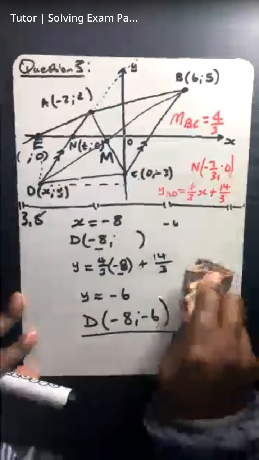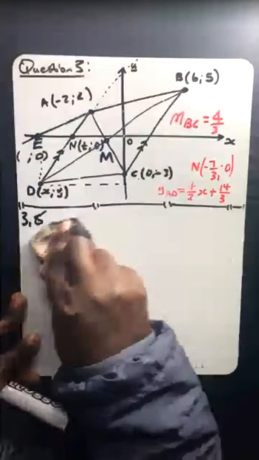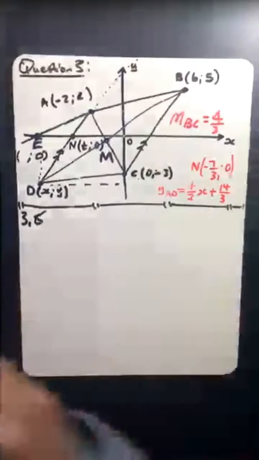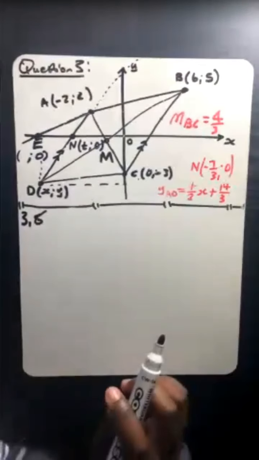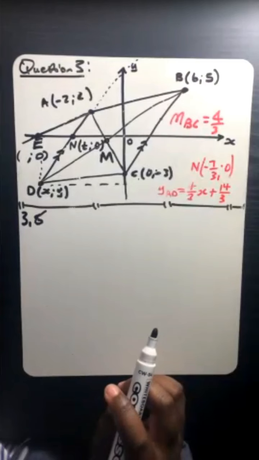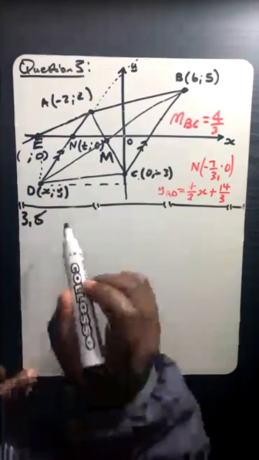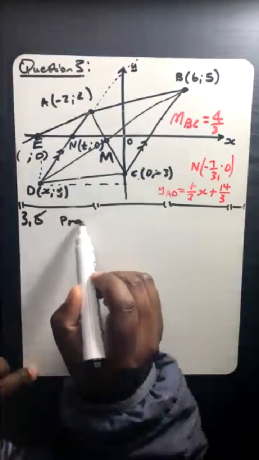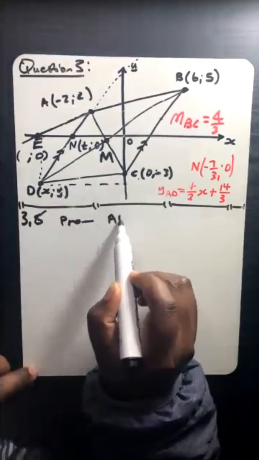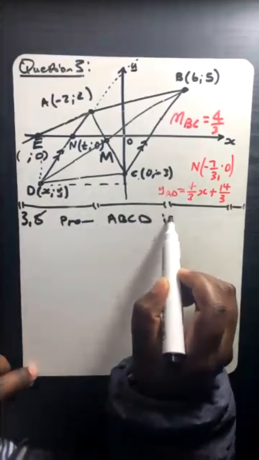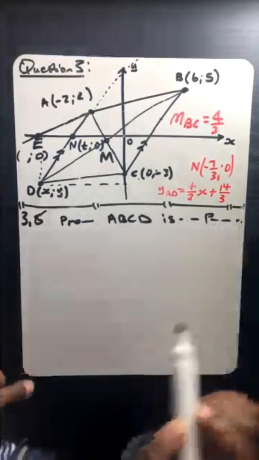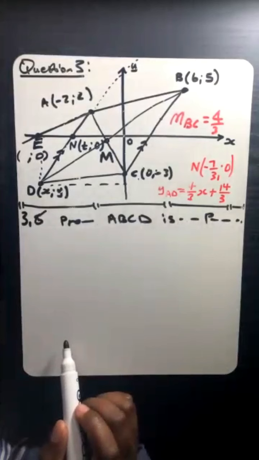This is how we solve for that question, guys. I'm glad you noticed that, and we are all on the same page. So where were we? I think we had to prove that ABCD is a parallelogram, and I remember someone saying they had no idea.